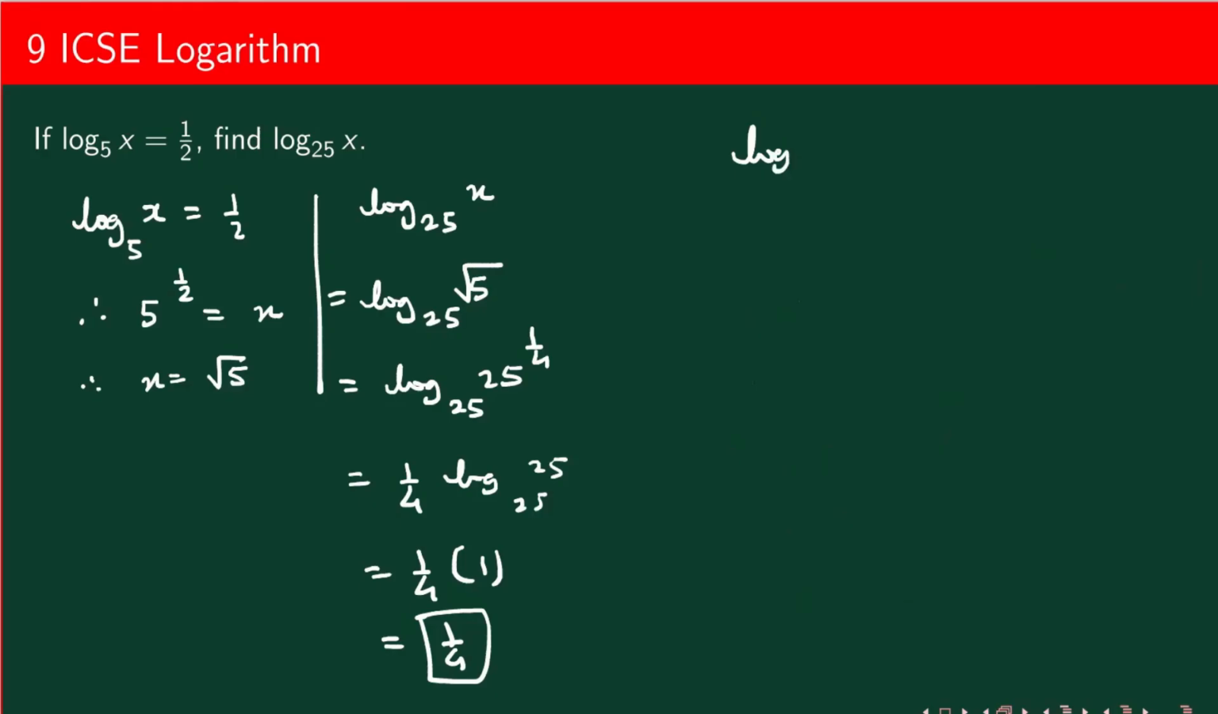Okay, so you need the answer to this. And the answer will be some number. So let that number be y. Now convert the log into exponential. So root 5 is 25 raised to y. And again, we come down to the same thing.